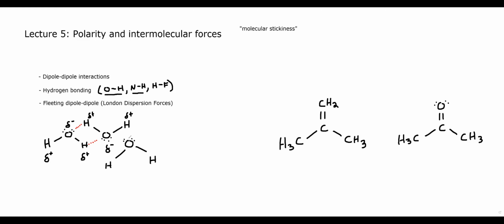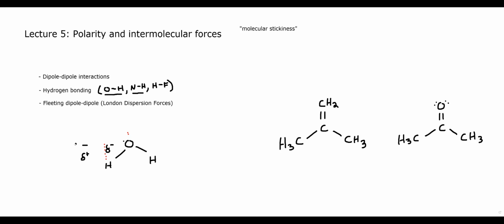That partially negative oxygen will be attracted to the partially positive hydrogen, and the partially positive hydrogen will be attracted to that partially negative oxygen. Okay? So hydrogen bonding is just like the dipole-dipole interactions, except it's specifically for the OH or the NH bonds. It's the dipole made from either an OH bond or an NH bond, but it's the same idea where those partial charges attract each other. Okay, so there's hydrogen bonding.